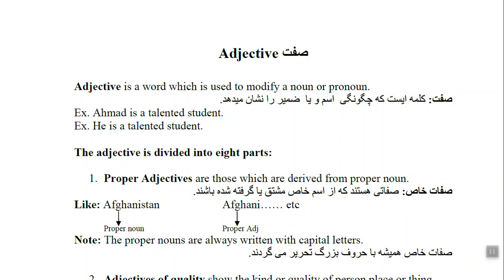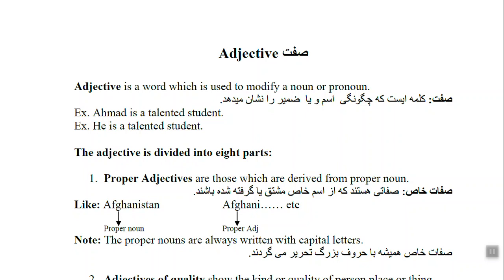In this sentence, in this example, talented also modifies a pronoun. As you know, he is a type of pronoun: he, she, it, I, we, you, they. For example, Afghanistan is a nice country. In this case, nice modifies Afghanistan. Afghanistan is a nice country.